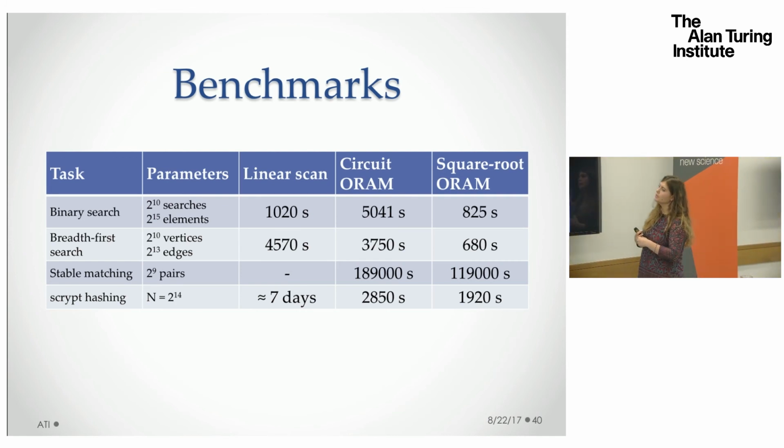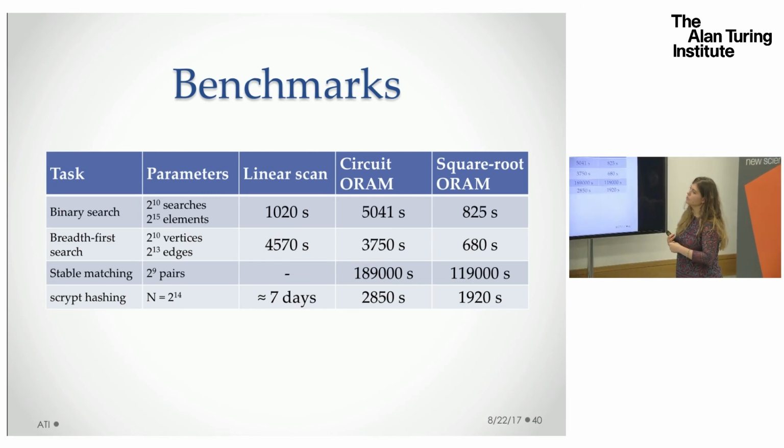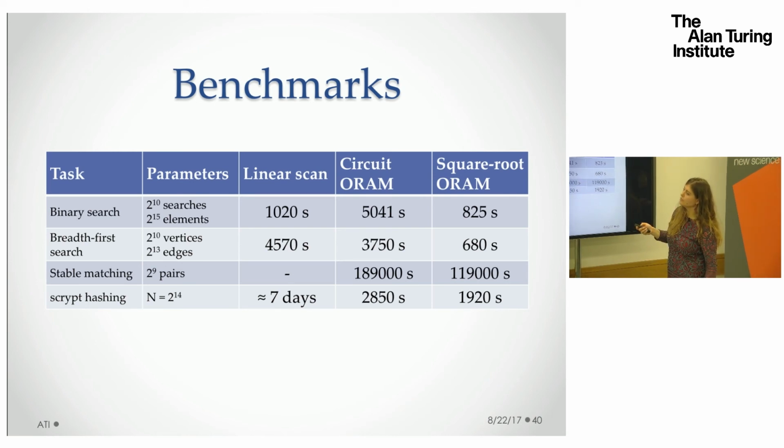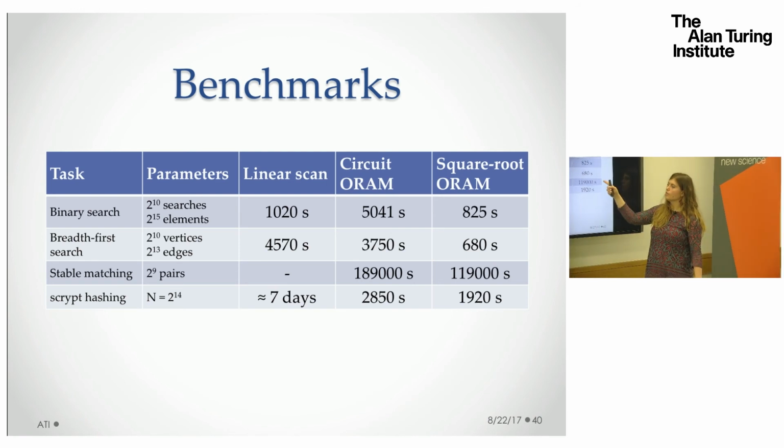So here I also have some particular timings. If you do binary search, these are the times if you want to do 2 to the n searches on a database of 2 to the 15 elements. So this is the total time you get with the different options: linear scan, circuit ORAM, or square root ORAM. We also did breadth first search. The graph had 2 to the 13 edges and 2 to the 10 vertices. So again, our square root ORAM for this specific application outperforms both other options.